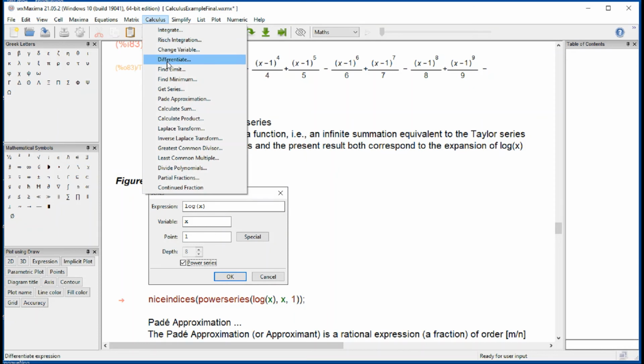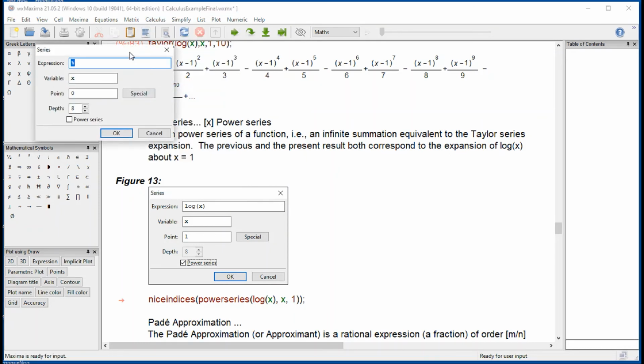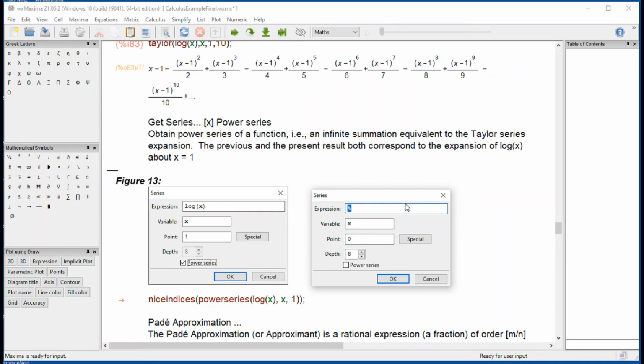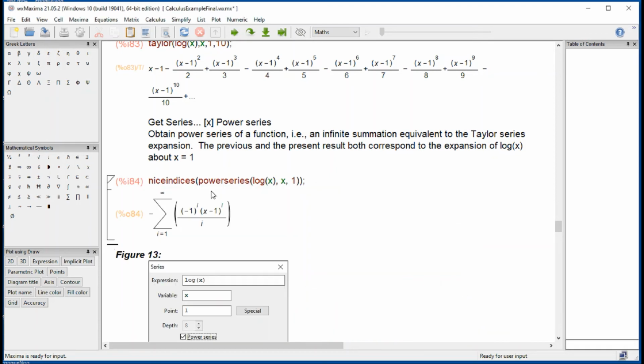You simply go to Calculus, Get Series, and type the values there, log x. No, let's do it, log x, x about 0.1. And now we select power series. The depth doesn't matter. And what we get is this command called nice indices, power series of log of x, and so on. And it tells me this is equal to minus the summation from I equal to 1 to infinity, of minus 1 to the I, x minus 1 to the I, over I. So it gives you the symbolic total expansion of the series for these particular conditions.